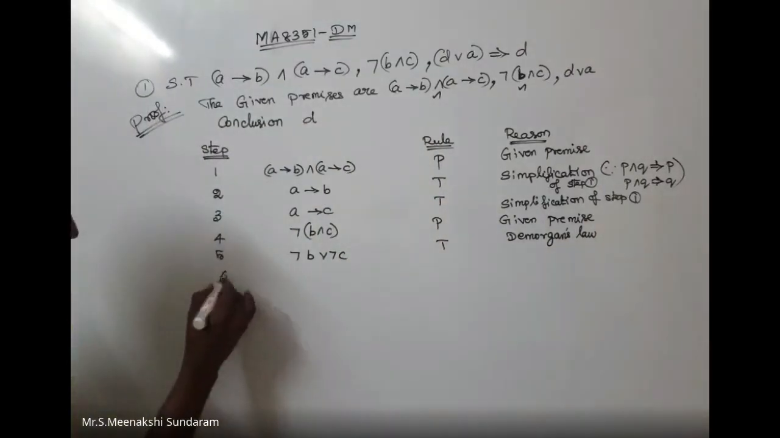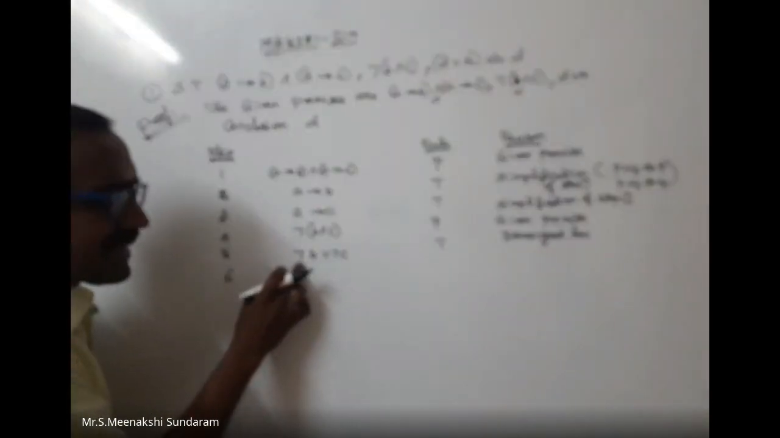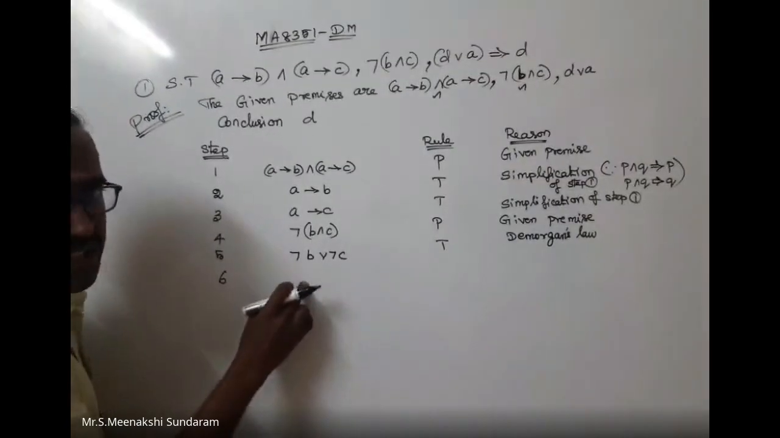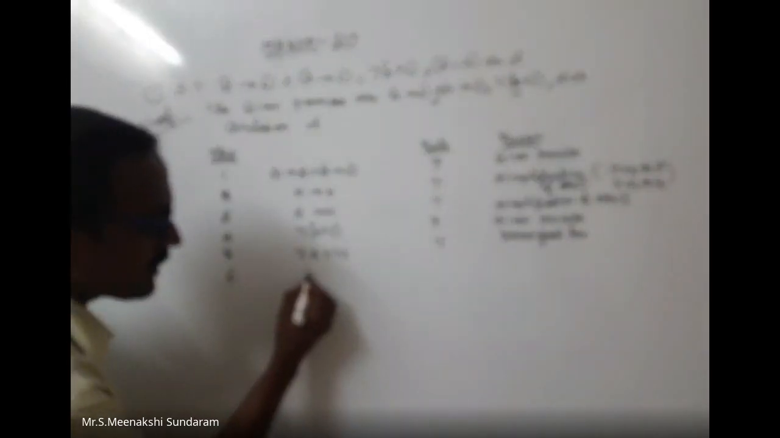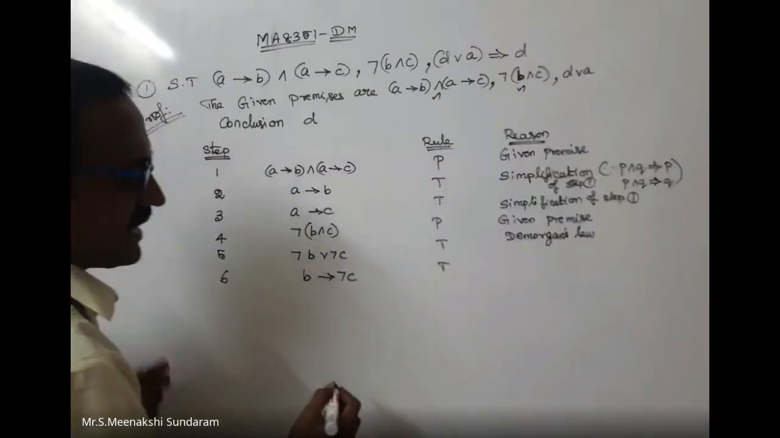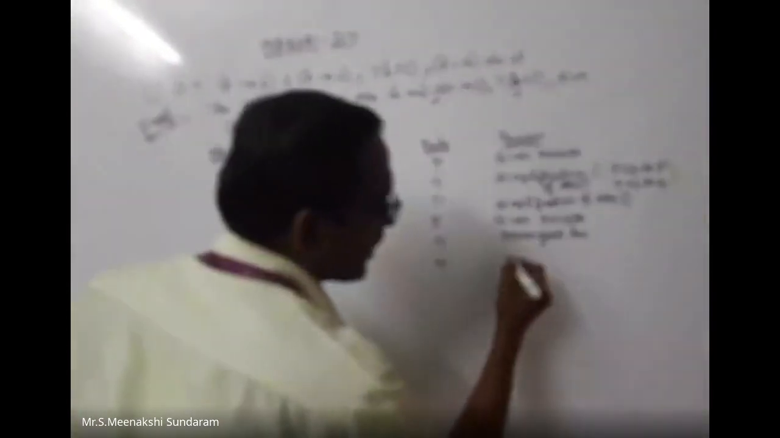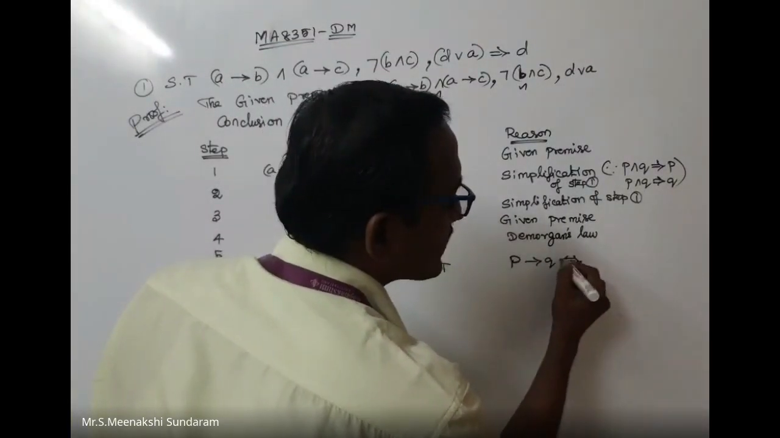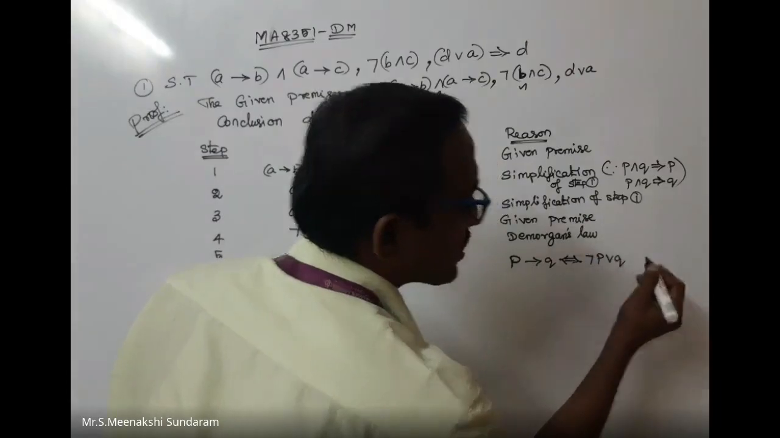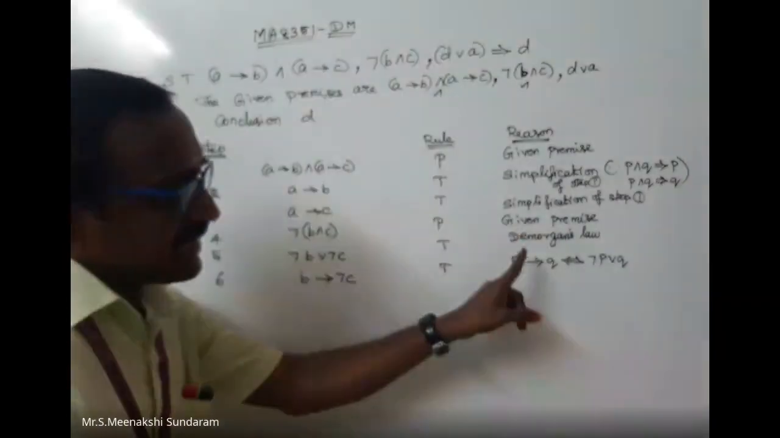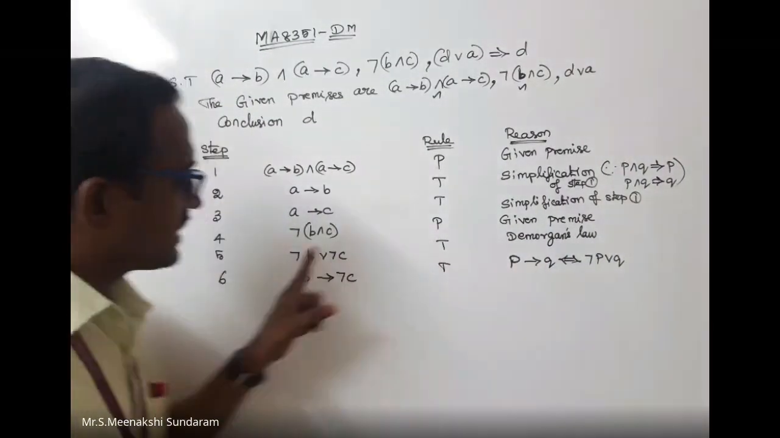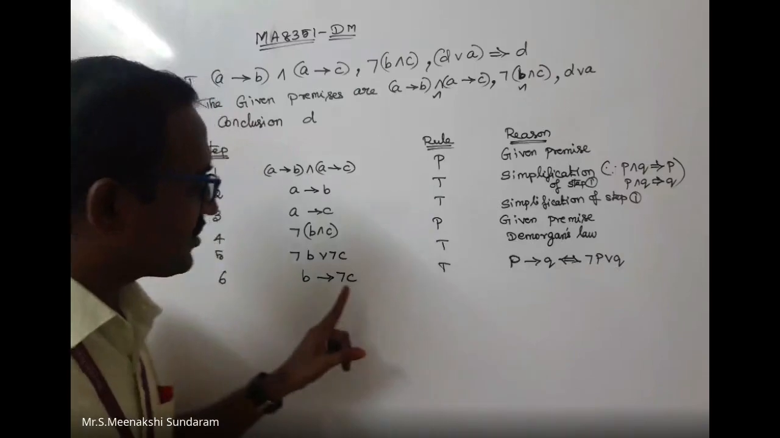Sixth step. We know that conditional as negation disjunction. P tends to Q can be written as negation P, disjunction Q. This can be written as P tends to negation C. Possible. That is again applying the formula T: conditional as disjunction. P tends to Q is logically equivalent to negation P disjunction Q. This is the logical equivalence. LHS equals RHS, or RHS you can take as LHS. This is negation P disjunction; instead of Q, I can write negation C.